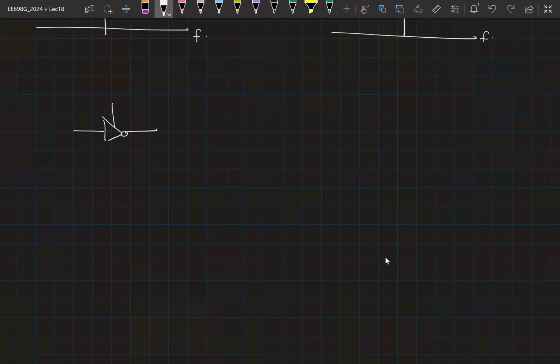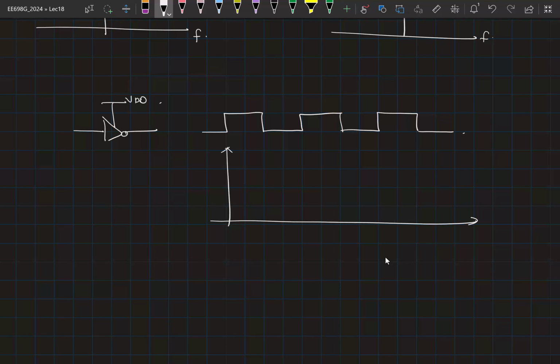An ideal inverter which is connected to VDD, in which case I would expect an ideal output. No jitter in the output signal, and its phase signal will simply look like this. For every time period it is accumulating 2 pi. So this is now my bias point.